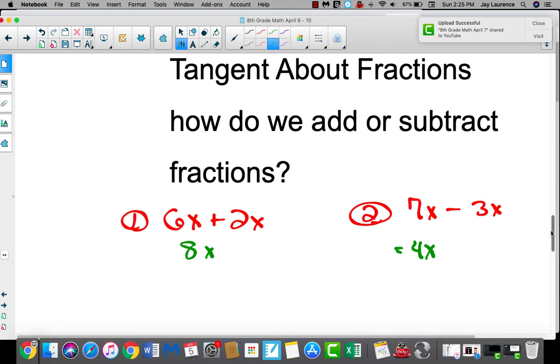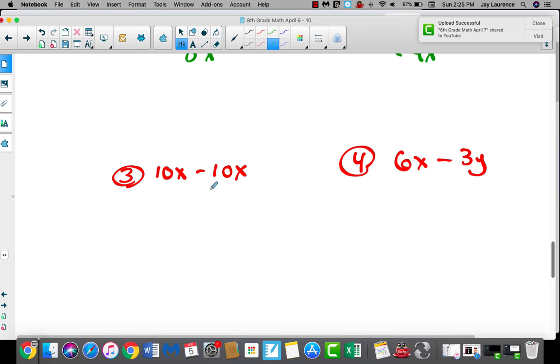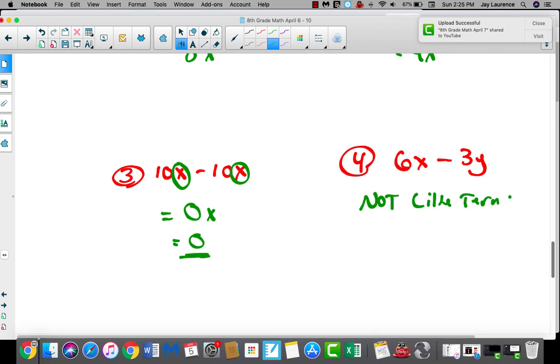Okay? Well, by the way, this one here does not equal x. That doesn't make any sense. Because if you had $10 and you gave away $10, you wouldn't have a dollar left. 10x minus 10x is 0. If you're saying, why isn't it 0x? Technically it is, but what's 0 times x? 0. So the simplest answer is plain old 0. Now in number 4, you can't do this problem. 6x minus 3y cannot be done because they are not like terms. No, they are not.